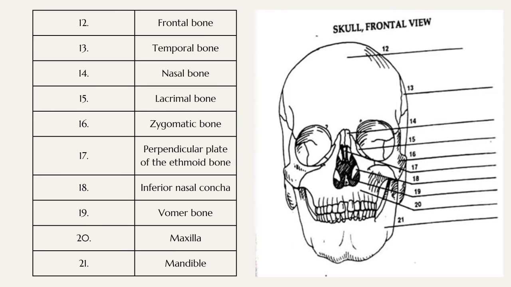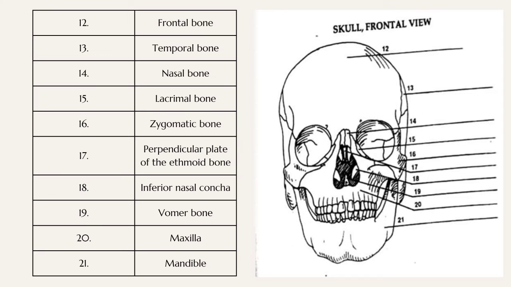Number 17 is perpendicular plate of the ethmoid bone. The perpendicular plate of the ethmoid bone is a flattened bony lamina of the ethmoid bone that is the largest bony part assisting in forming the nasal septum.